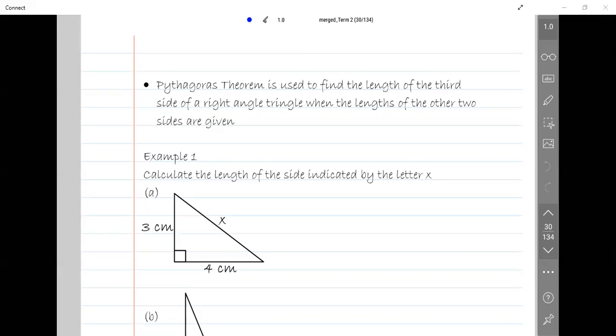All right, so let's have a look at example one. I'm going to do A and B, and then you will do B, C, and E, F.